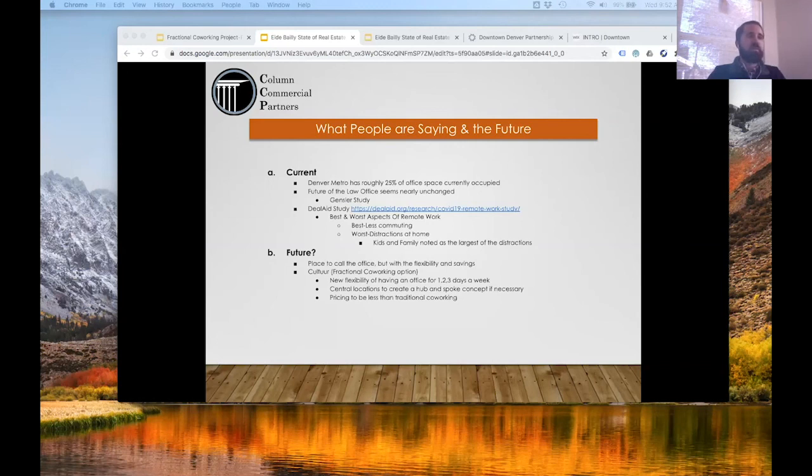Another survey came from a company called DealAid, and they surveyed, actually I have two different surveys here, but DealAid surveyed about 1,000 full-time US employees, and those are folks that are earning over $25,000, to find out what percentage were working remotely, as well as what they saw as the best component and the worst component of working remotely. A couple of things that I wanted to touch on. The best was less commuting.